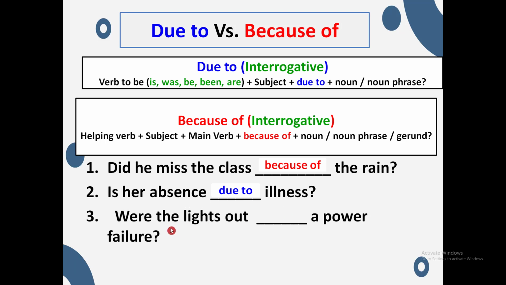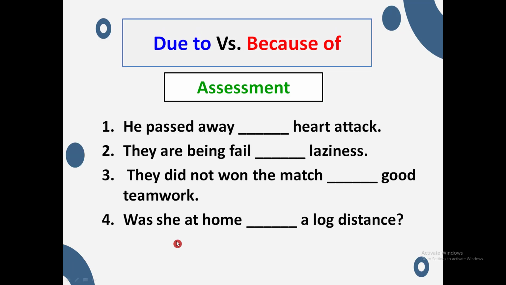Number 3. Were the lights out blank a power failure? Were, verb to be, and we add here due to. Were the lights out due to a power failure?